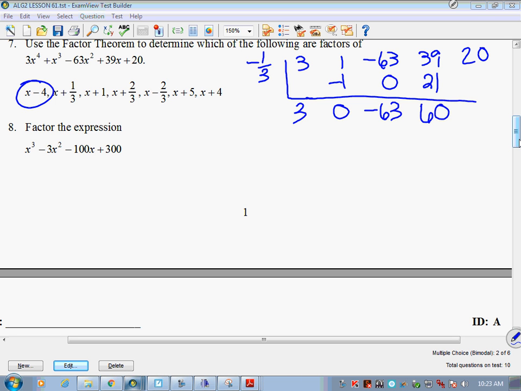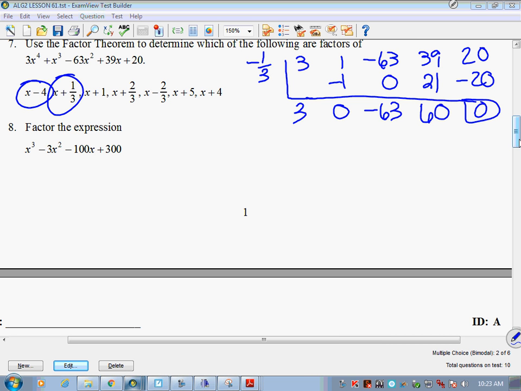60. What is 60 times negative 1/3? Negative 20. Okay, gives me a remainder of 0. So is x plus 1/3 a factor? Yes. Okay, so you guys get the gist on how to do this?